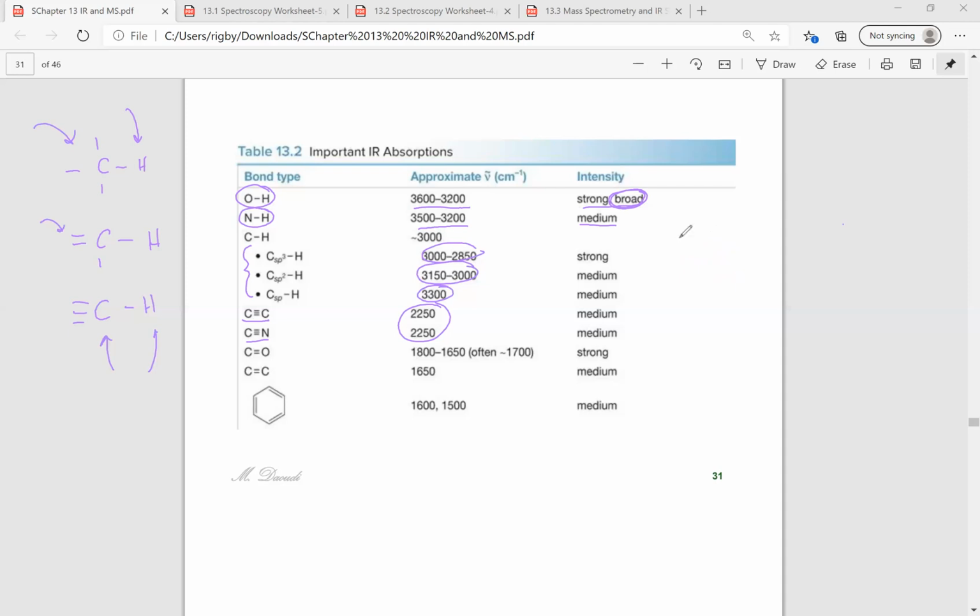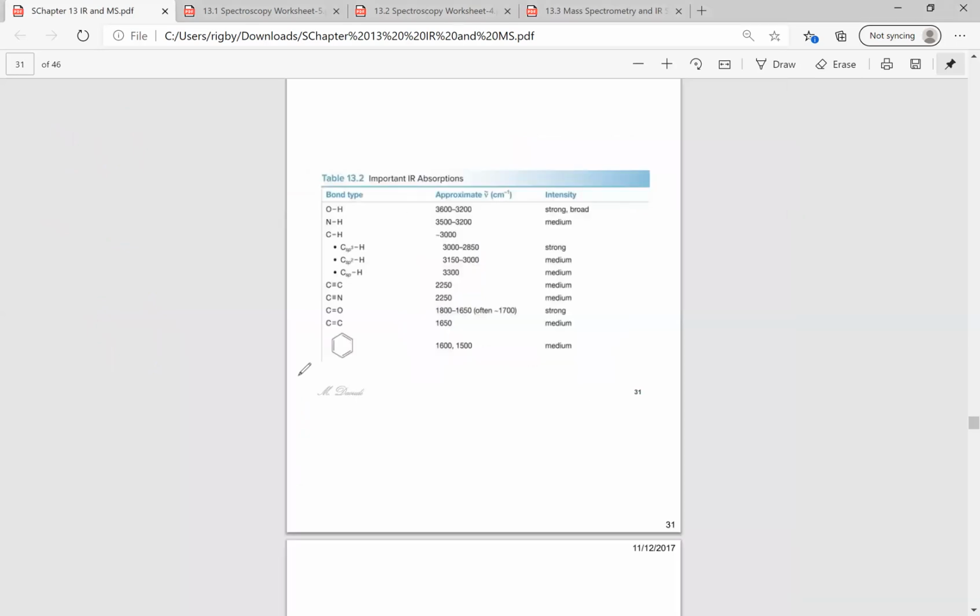And then we can see C double bond O around 1700, it's going to be a strong signal because it's polar. C double bond C, 1650, medium signal because it's not very polar. And then this is an aromatic ring. This is probably one of the less important functional groups for you right now, because you talk more about aromatic rings in Orgo 2. All right. So that's sort of the idea behind this table.